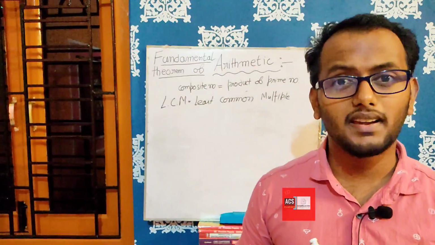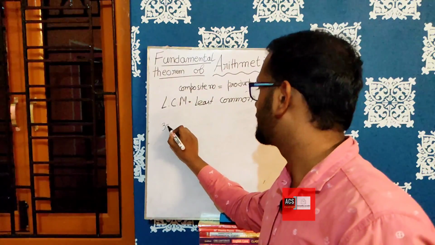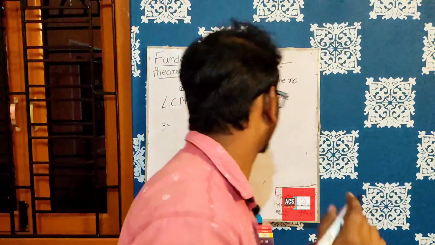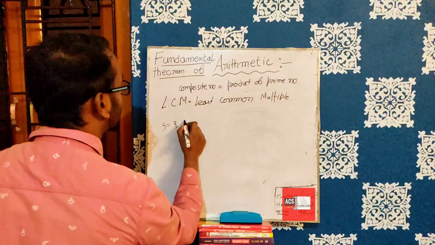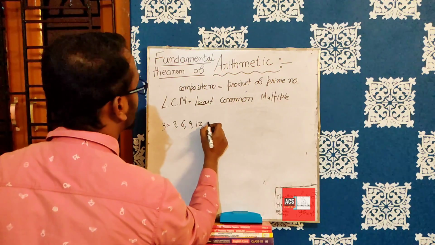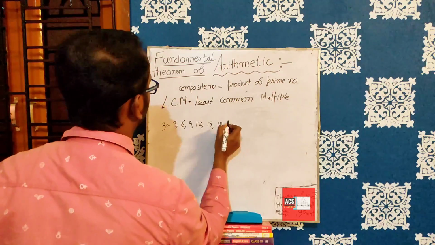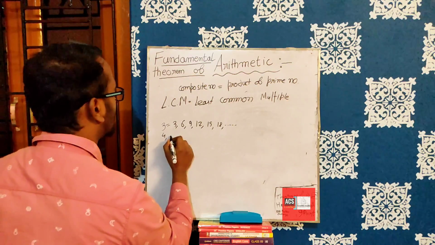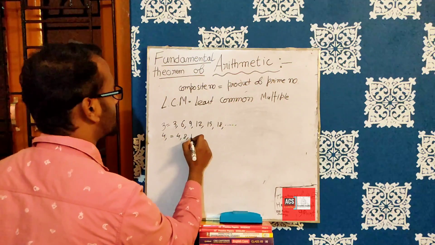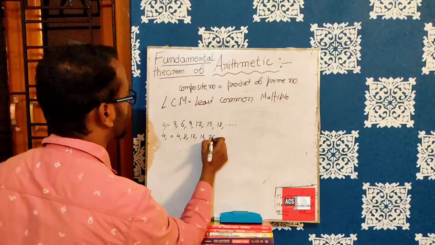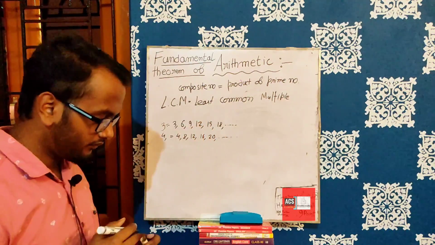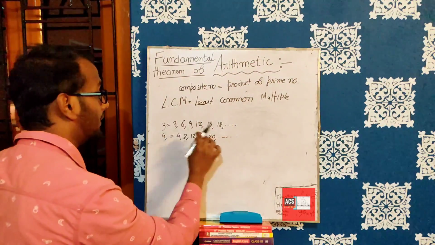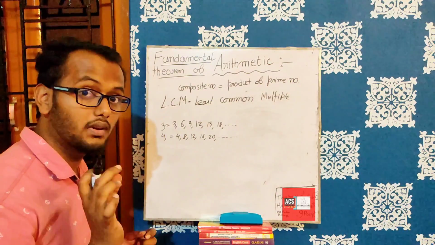If I say multiples of 3, then you will write the numbers that come in the table of 3: 3, 6, 9, 12, 15, 18, and so on. Let's say multiples of 4. What are the multiples of 4? 4, 8, 12, 16, 20, and so on. Okay, so out of this, let's find the common multiples.